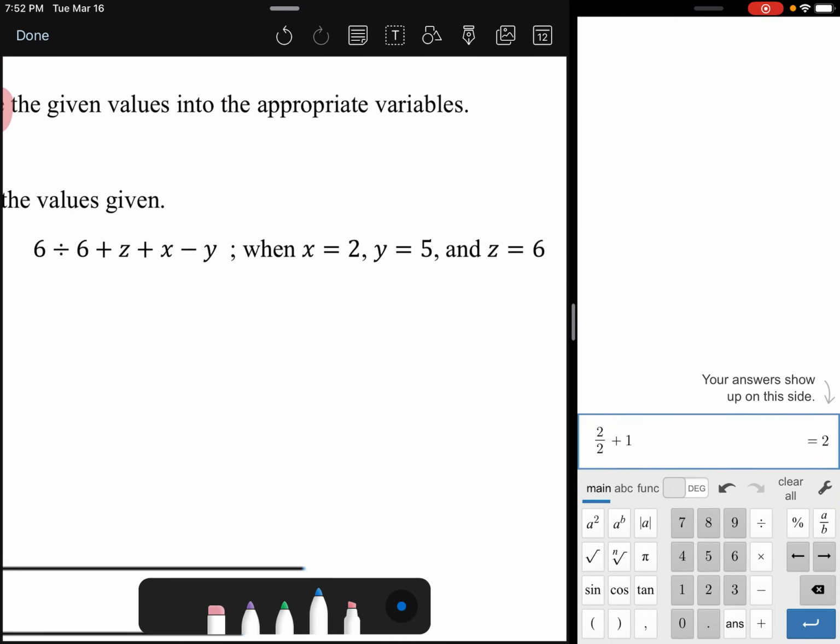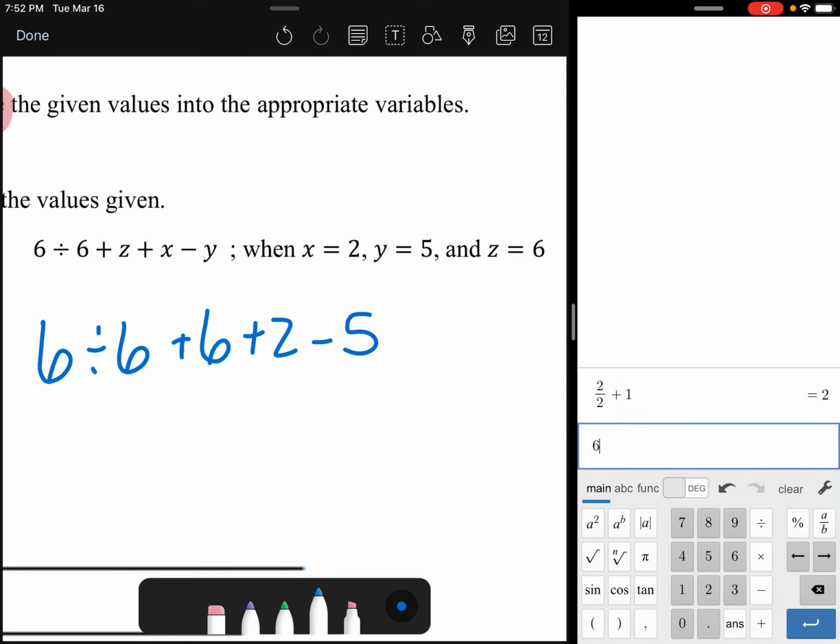Next problem, a little bit longer. I have 6 divided by 6 plus z plus x minus y. And I want to evaluate that when x is equal to 2, y is equal to 5, and z is equal to 6. So again, I'm just going to copy everything down. I have 6 divided by 6 plus z, which in this case is 6, plus x, which is 2, minus y, which is 5.